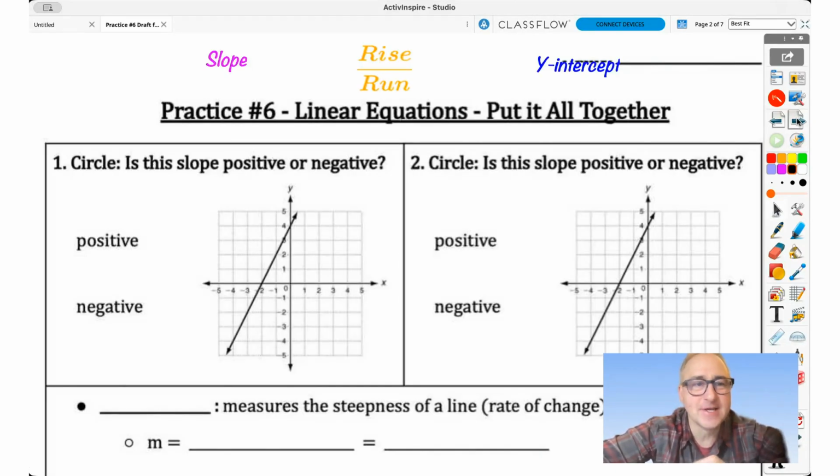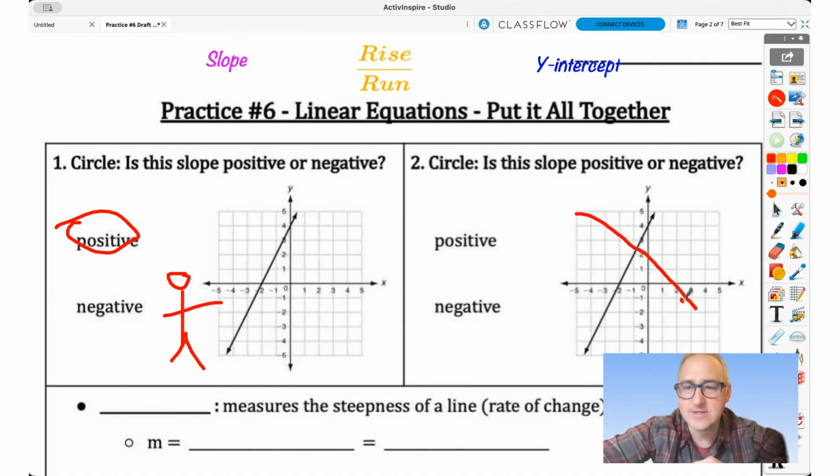So on practice 6, we're first going to talk about negative and positive slope. Remember that we always start on the left side. So if we draw our character here on the left side, are they going uphill or downhill? That's right, they're going uphill. So if it's uphill, it's a positive slope. Again, if we draw a character and that's on this side, let's make a line going this way. And we have our character.